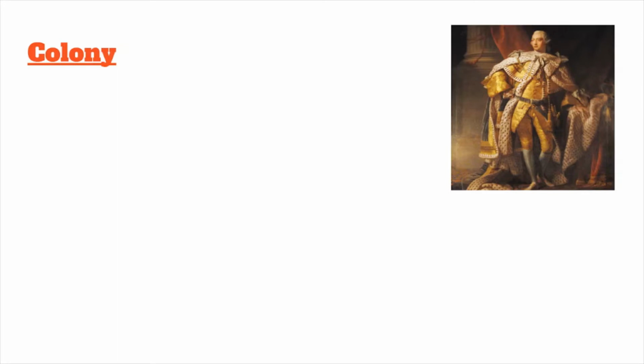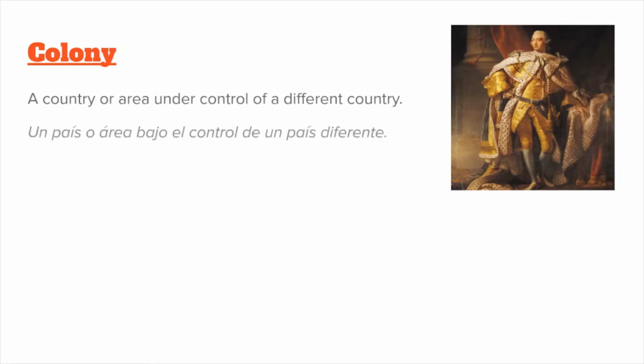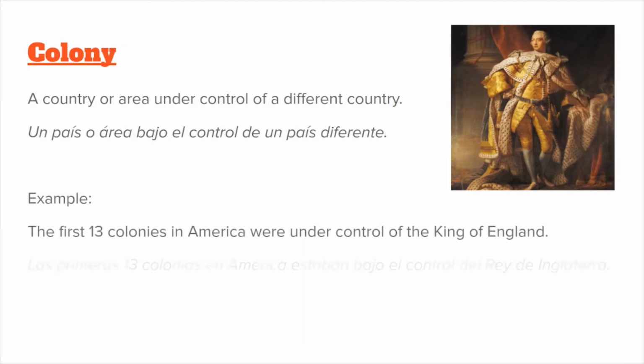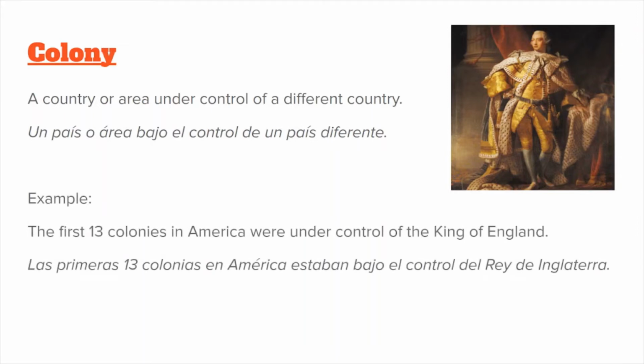And finally, what is a colony? A colony is a country or area under control of a different country. Un país o área bajo el control de un país diferente. Example: the first 13 colonies in America were under control of the King of England. Las primeras 13 colonias en América estaban bajo el control del rey de Inglaterra.